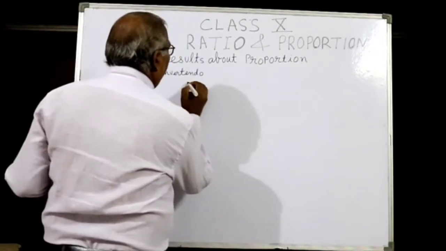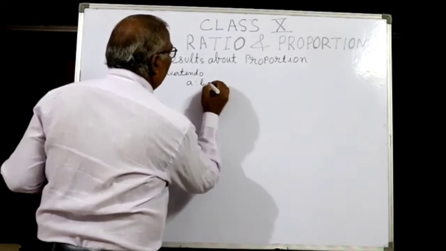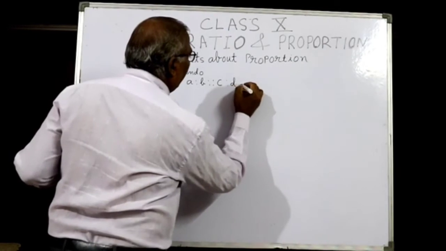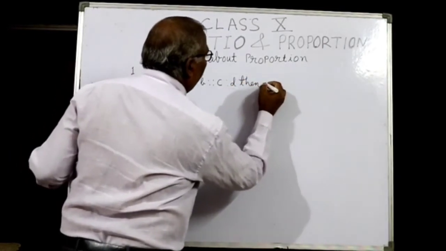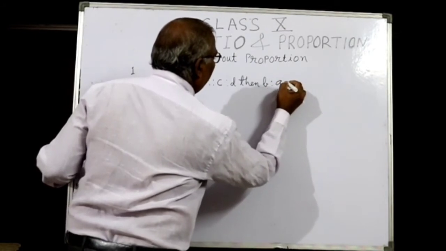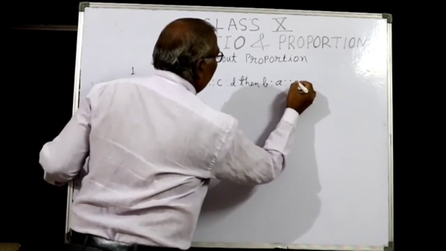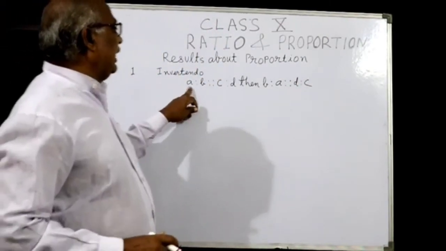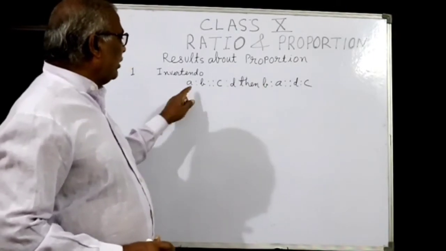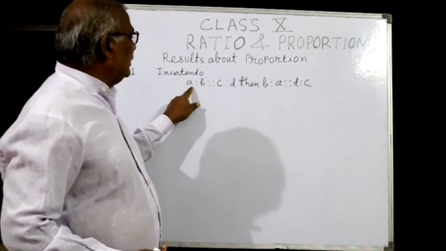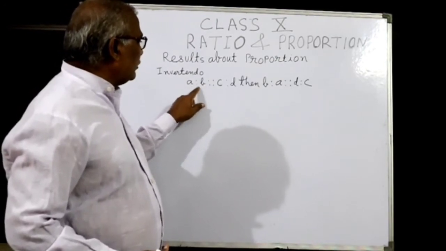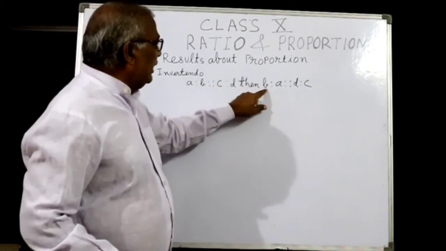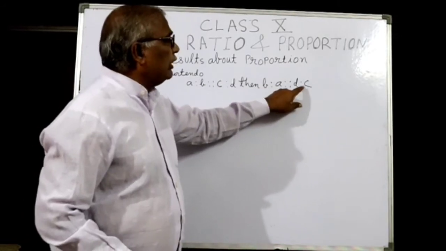If A ratio B as C ratio D, then B ratio A as D is to C. This property is known as invertendo because here first A, second B, first is to second as third is to fourth. Here second is to first as fourth is to third.